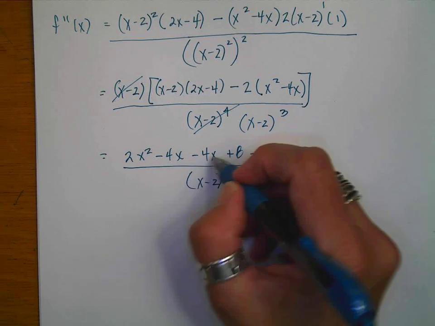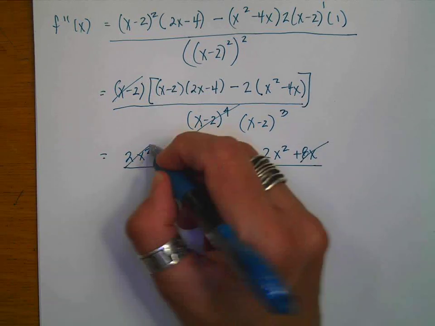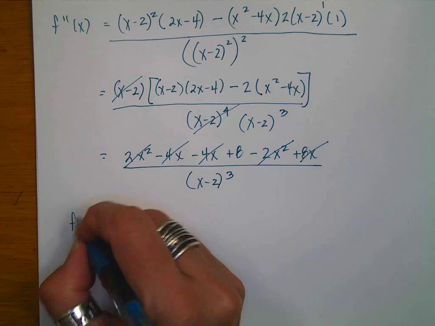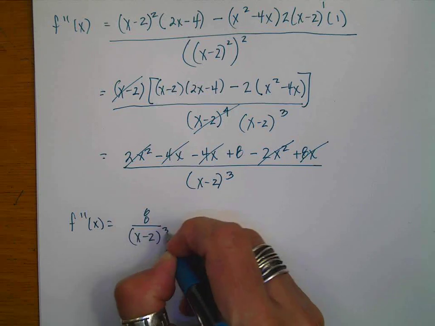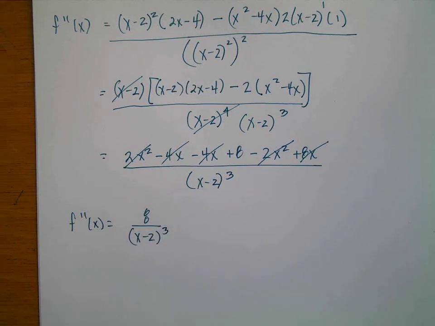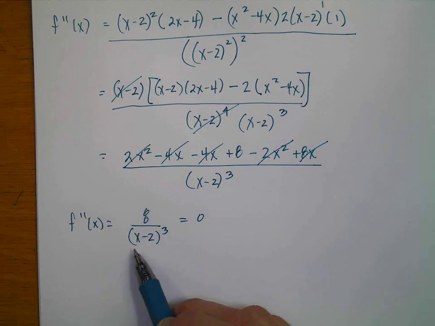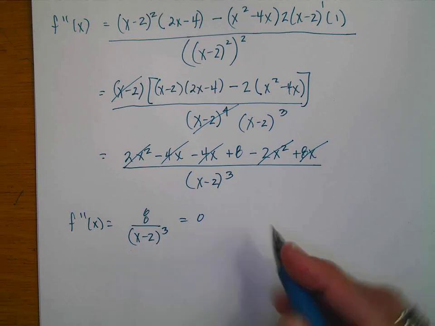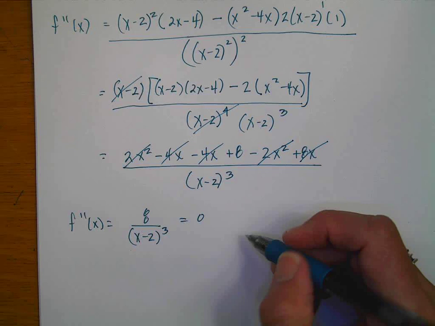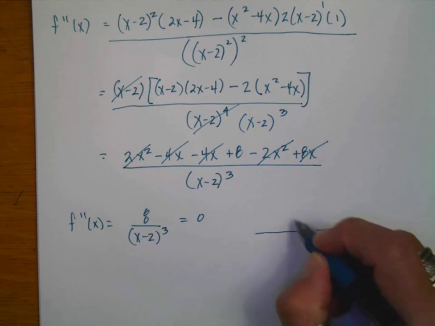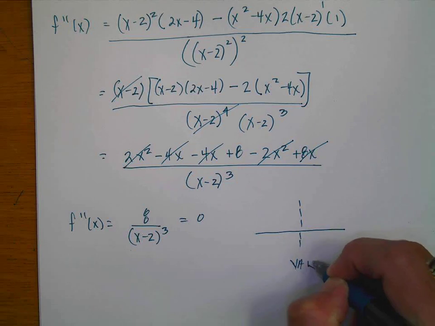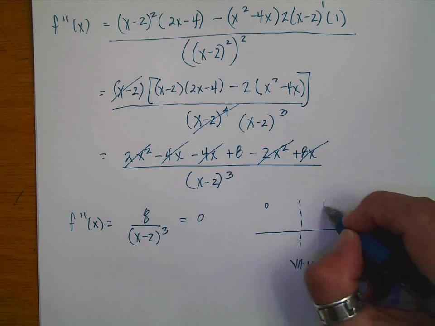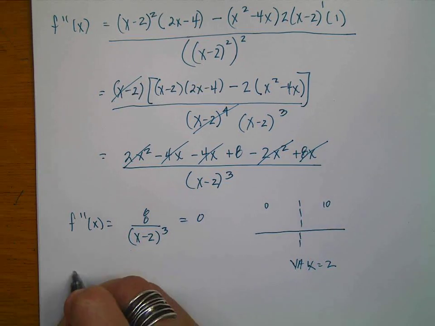So then if we clean all this up, I have an 8 and an 8, so those guys cancel. The x squareds cancel, and so I get that my second derivative is going to be 8 over x minus 2 to the 3rd. Alrighty, so that's actually kind of a nice second derivative, and I'm going to set it equal to 0. So what we'll notice in this is I may not have any critical points because I have nothing in the numerator. So I'm going to evaluate my second derivative at the vertical asymptote of x is equal to 2. So I'm going to evaluate 0 and 10.